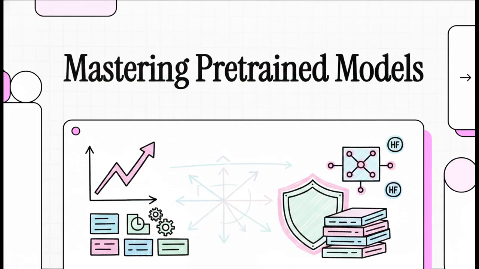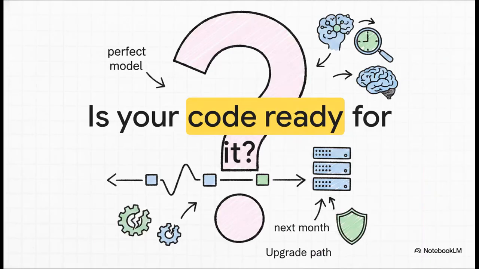It's wild. So today we're going to look really closely at how you can write clean, highly scalable code when you're using Hugging Face pre-trained models. We really want to make sure that the code you're writing today doesn't turn into a massive, tangled headache for you tomorrow. Think about it for a second.